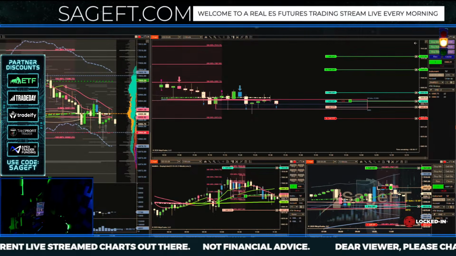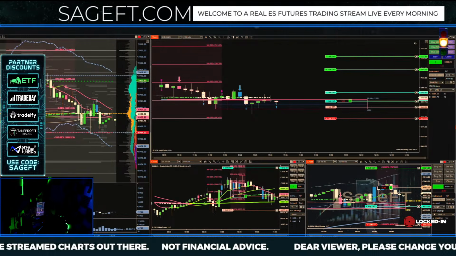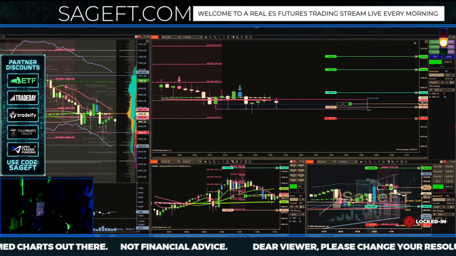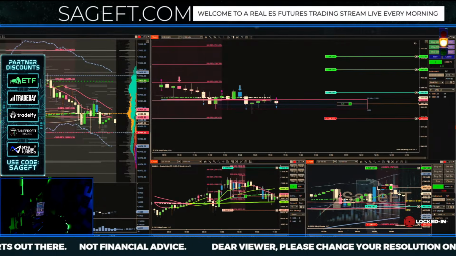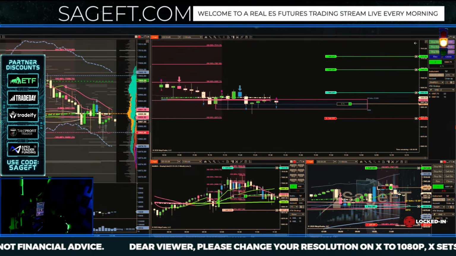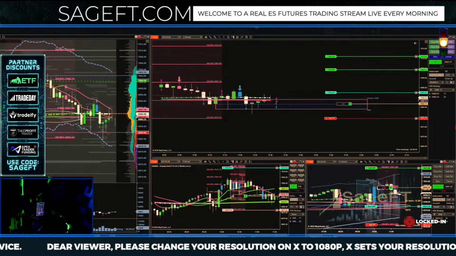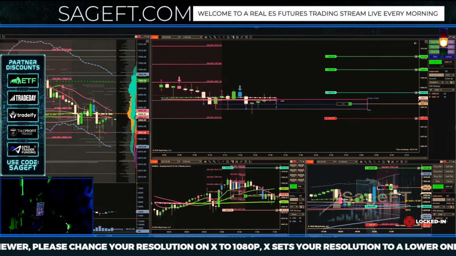A big battle at 87 here. They're leaning, they're leaning, they're leaning. Okay, got 4 ticks. Big battle here. Anything above 89 and 90 is above your VPOC. Anything below that is not.